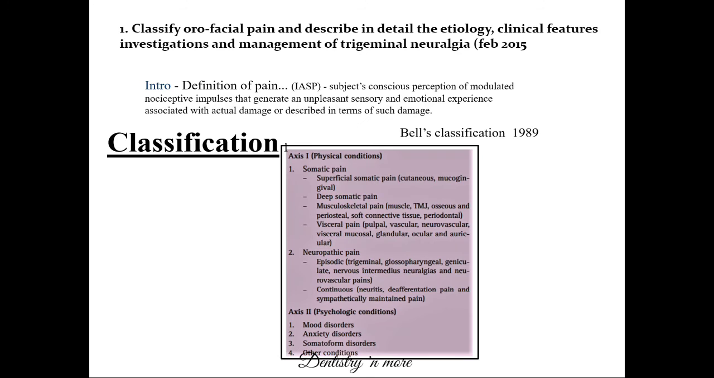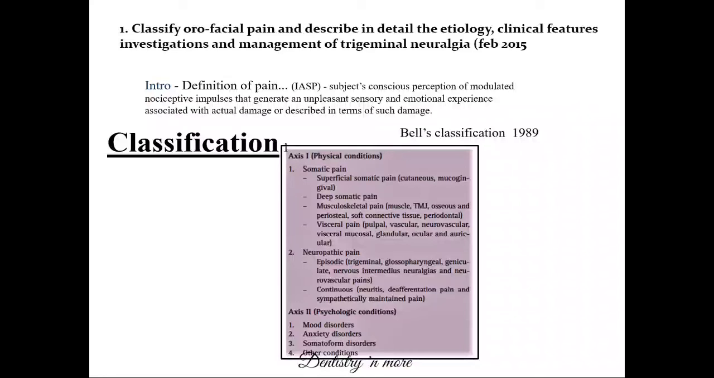The long essays that can be asked are to classify orofacial pain and then describe in detail the etiology, clinical features, investigations and management of trigeminal neuralgia. Once you start answering a question about orofacial pain, it's always best to define it as given by IASP: the subject's conscious perception of modulated nociceptive impulses that generate an unpleasant sensory and emotional experience associated with actual damage or described in terms of such damage.